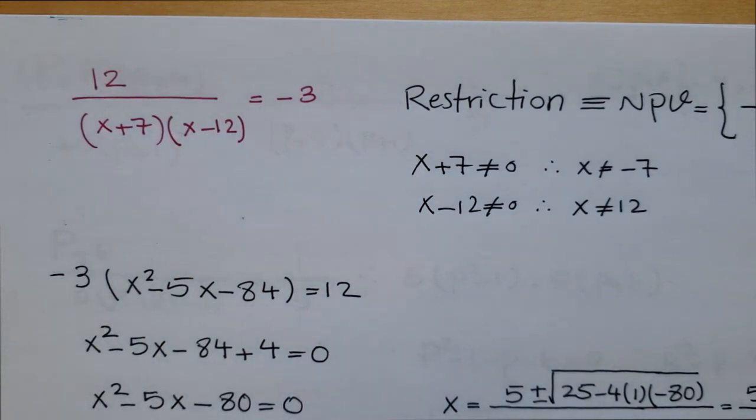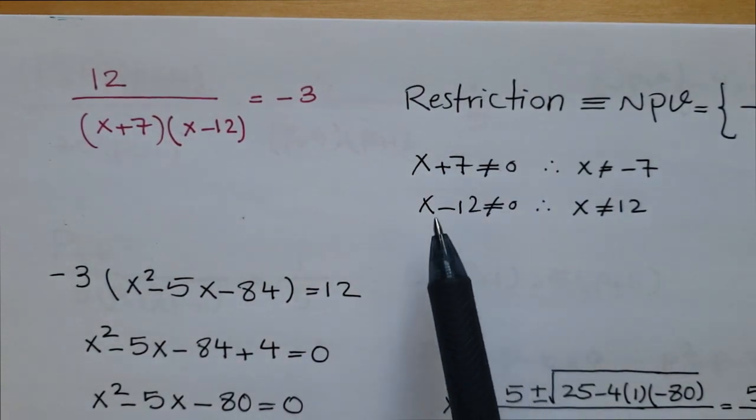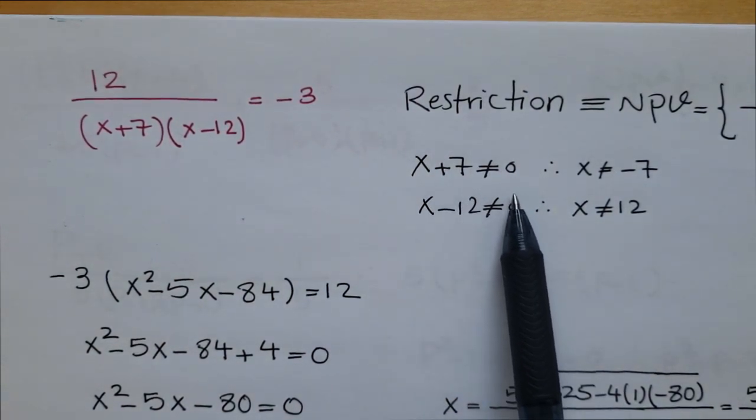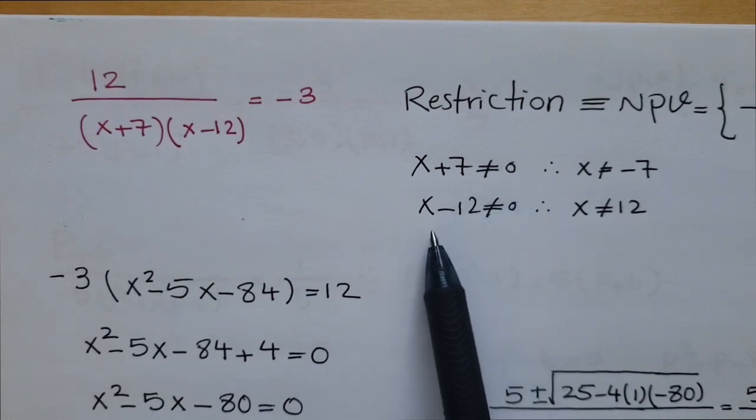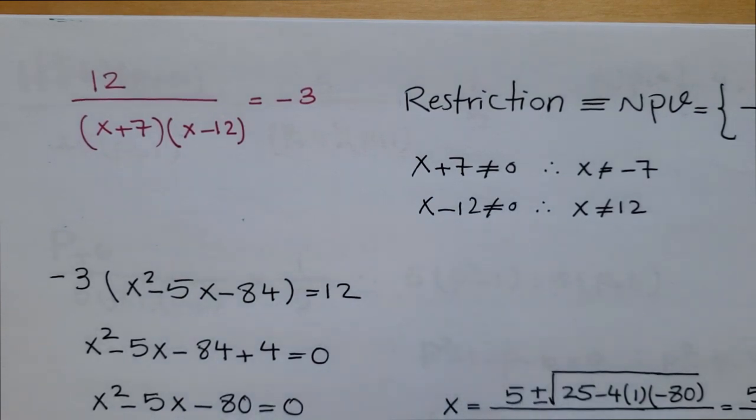So to find the NPV values, x plus 7 shouldn't be 0, and x minus 12 should not be 0. So from here I could say the two NPV values are negative 7 and 12. From here I can start solving, the next step.